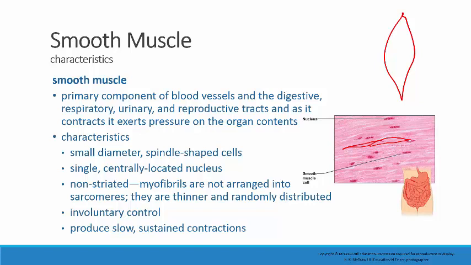They are not striated. That means that the myofibrils are not arranged into sarcomeres. They're thinner, and they are more randomly distributed throughout the cell. And smooth muscle is always under involuntary control, and when it contracts, it produces slow, long-lasting contractions. So they're slow and they're sustained when we see smooth muscle contracting.